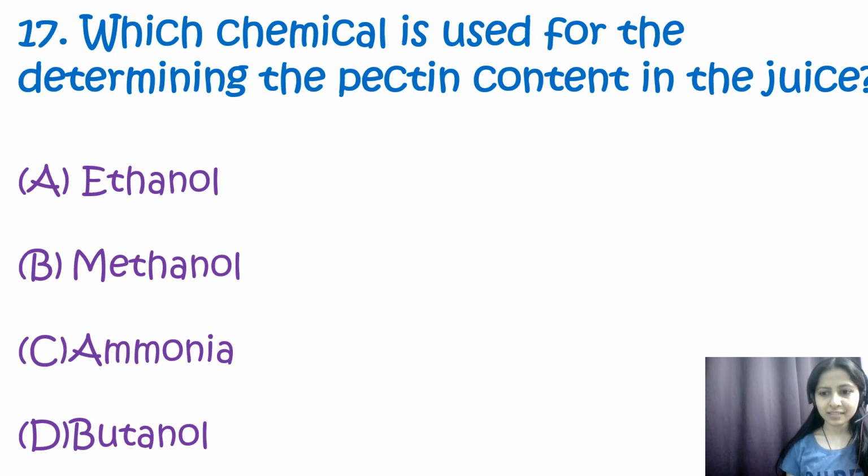So question number 17. Which chemical is used for determining the pectin content in the juice? The options are ethanol, methanol, ammonia, and butanol. So over here the correct option is A, that is ethanol. This ethanol is used in a method to determine the pectin in fruit juices. However, it is important to note that the exact method and the chemical used can vary depending on the specific process and the materials being tested. So over here the appropriate answer is A, that is ethanol.